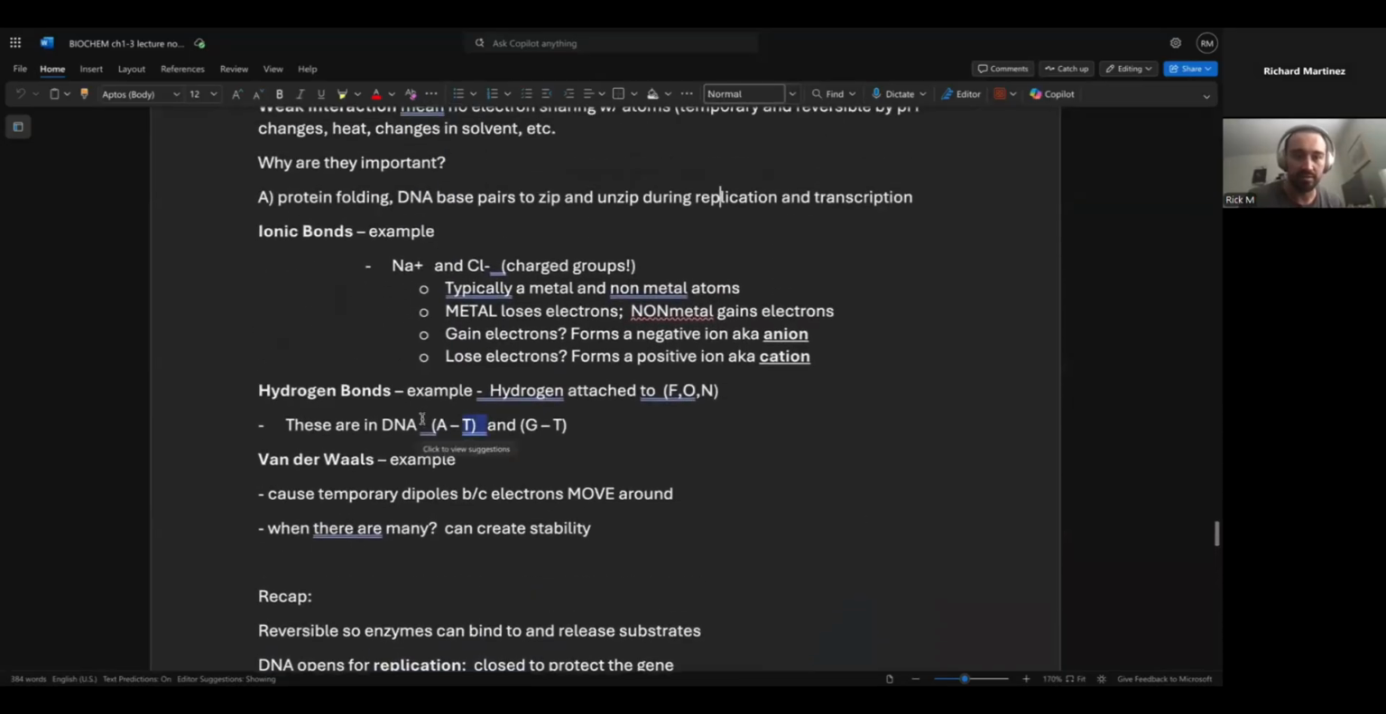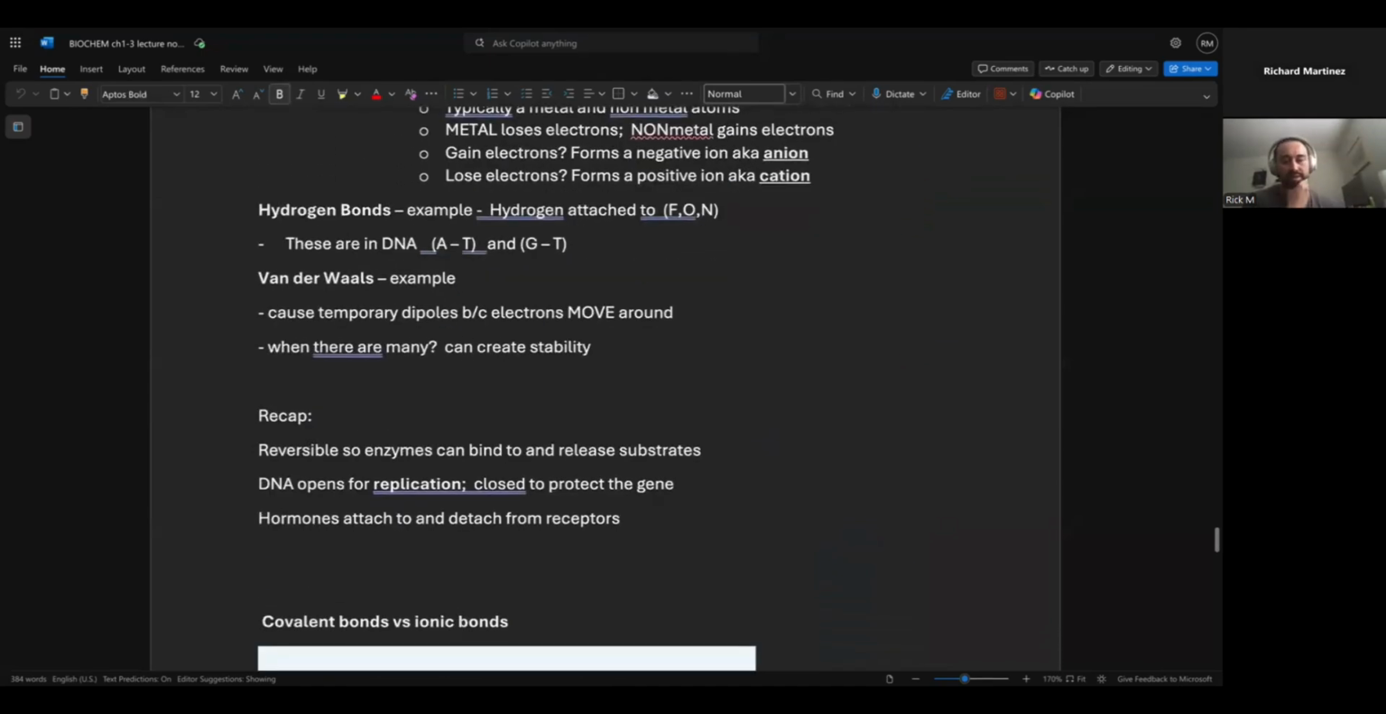Okay, so van der Waals, it's kind of just temporary dipoles. Temporary dipole meaning that electrons move around. They have it as temporary because DNA replication opens and closes. It opens to replicate the DNA, it closes to protect the gene. Hormones attach to receptors and take off from receptors.